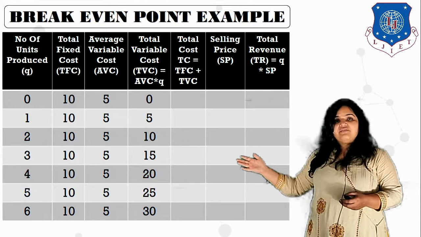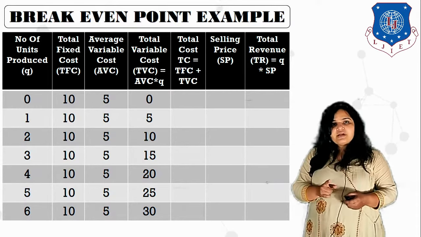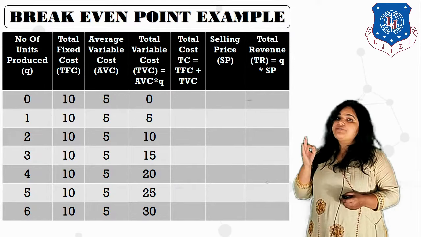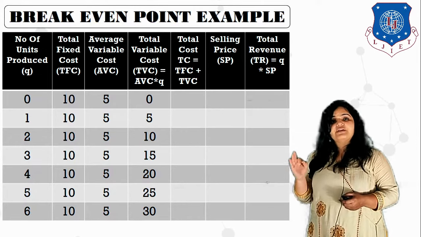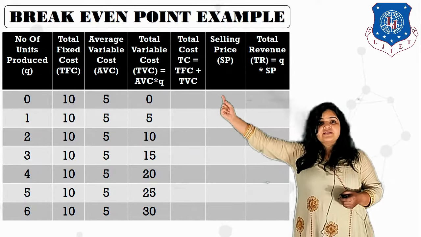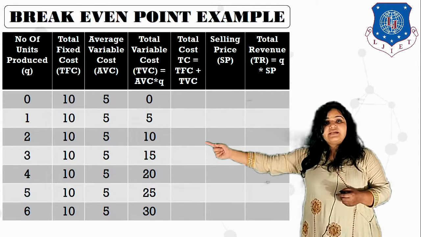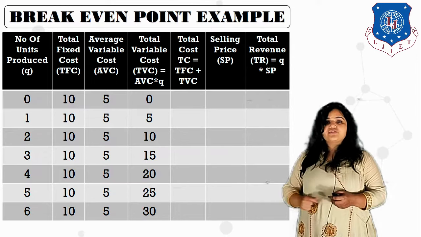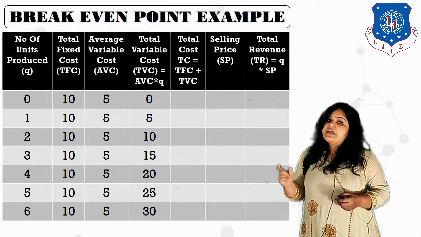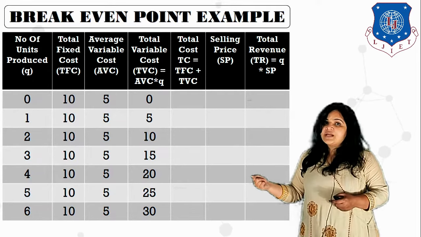Moving forward, let us understand some other quantities. What is the average variable cost and total variable cost? If you remember our assumptions again, our average variable cost, or variable cost per unit, will remain constant. Irrespective of the number of units, the variable cost is, say, 5 rupees. But total variable cost will increase with an increase in the number of units.